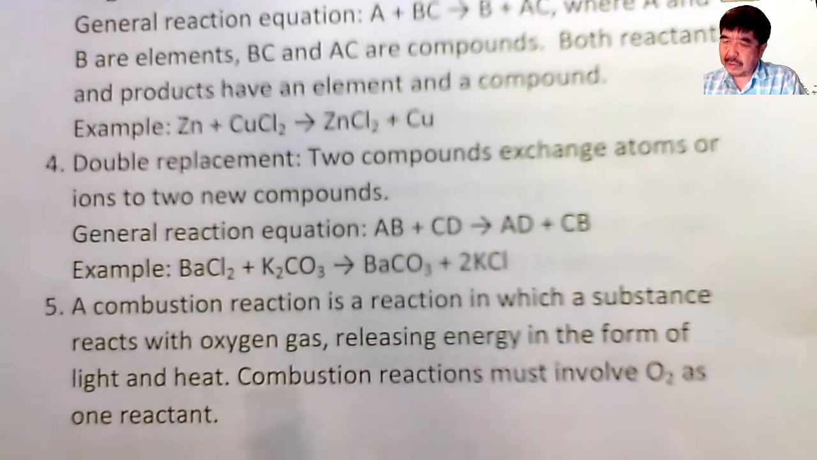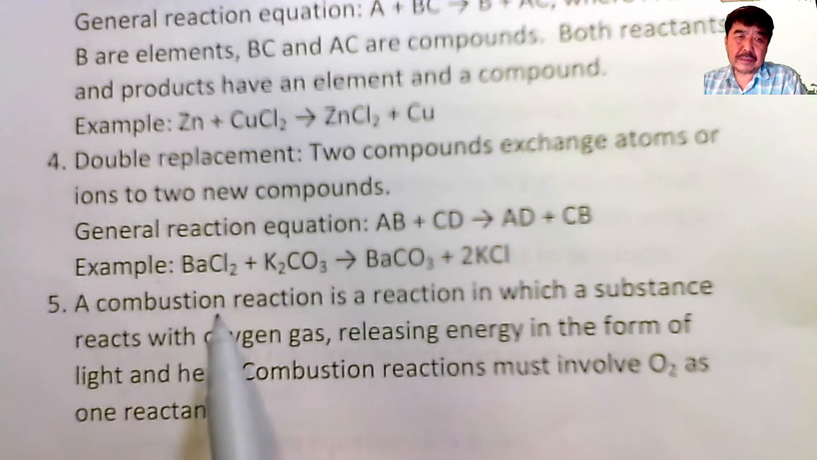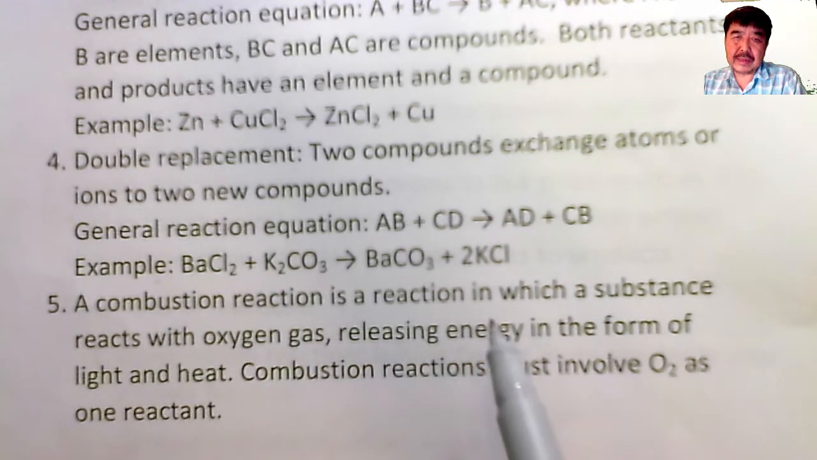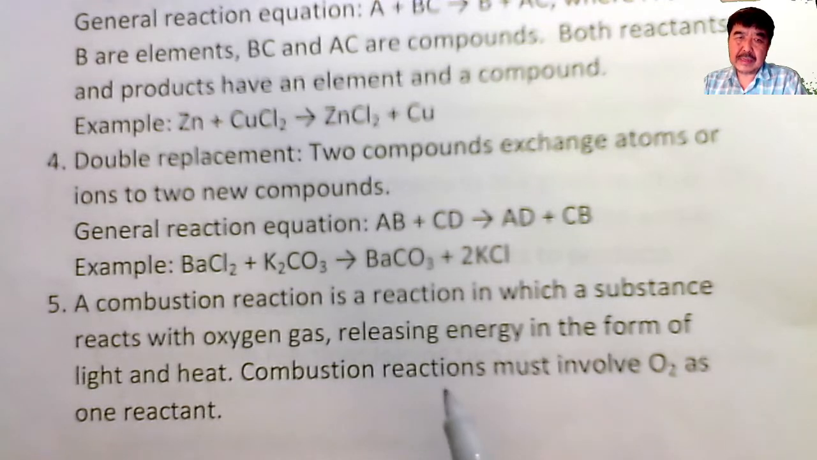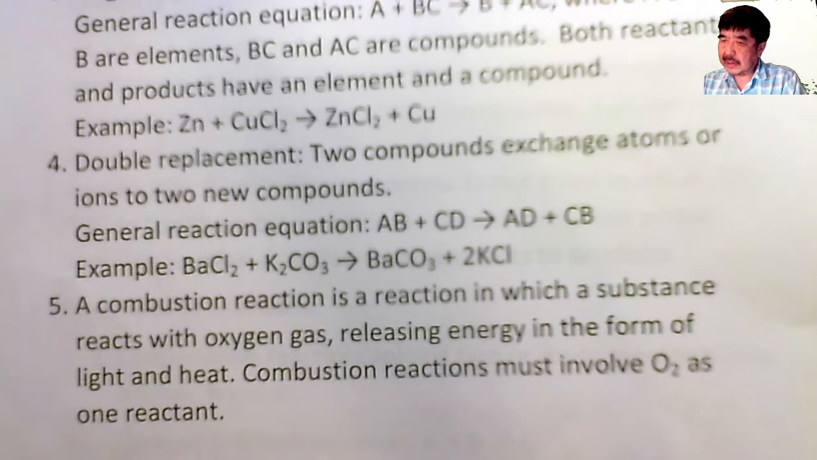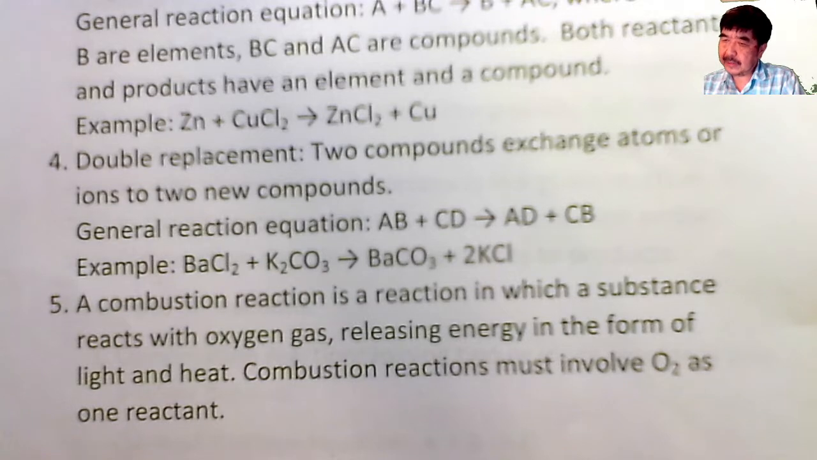The last one is called combustion reaction. A combustion reaction is a reaction in which a substance reacts with oxygen. Okay, this kind of combustion always releases energy in the form of light and heat. The combustion reaction must involve oxygen as one reactant. These are the types of chemical reactions.